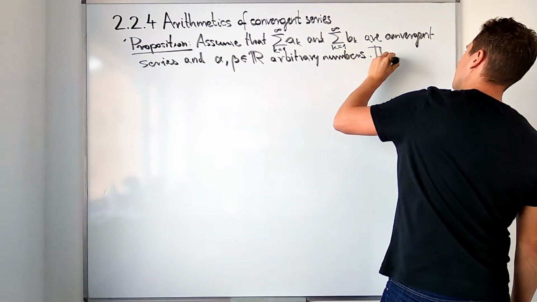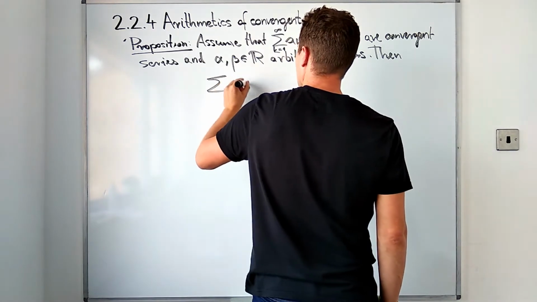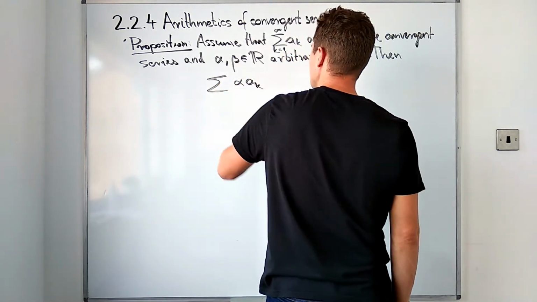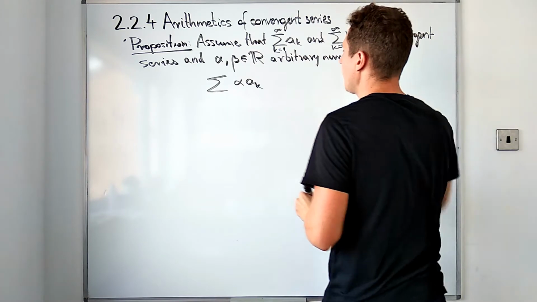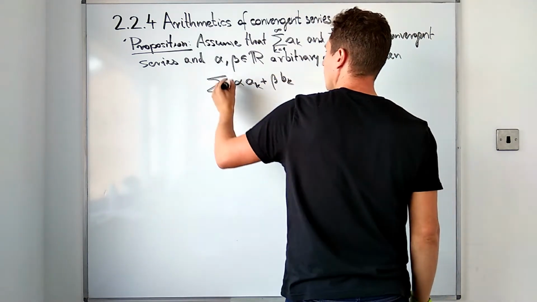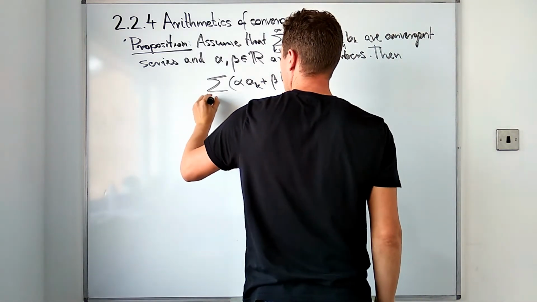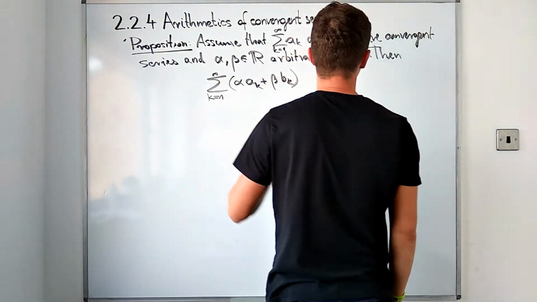Okay, then the series that we obtain by multiplying the terms in the series ak by alpha and the terms in bk by beta, and adding these products up, is also convergent.